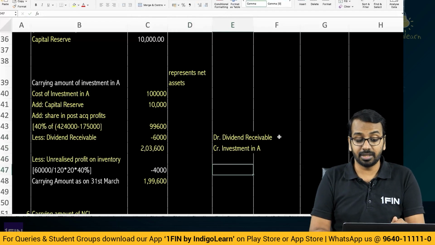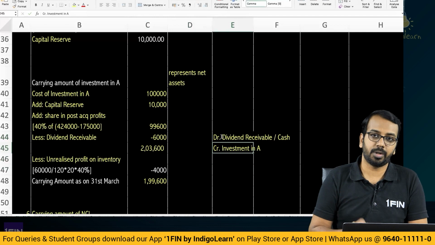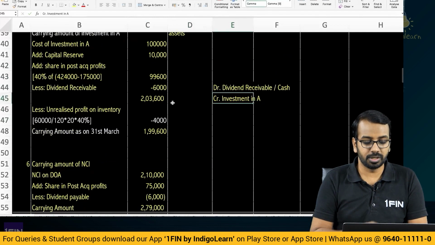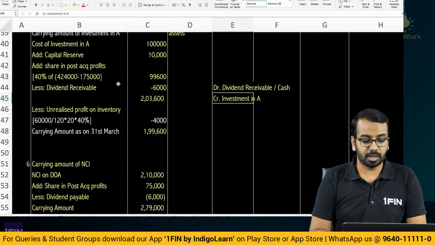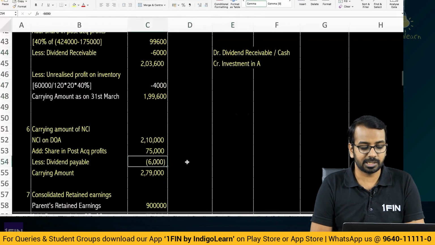But if you have already received, then you would say debit cash, and you will reduce the investment, right? Then coincidentally both the numbers are same. This is also done. Now this dividend adjustment we have done.